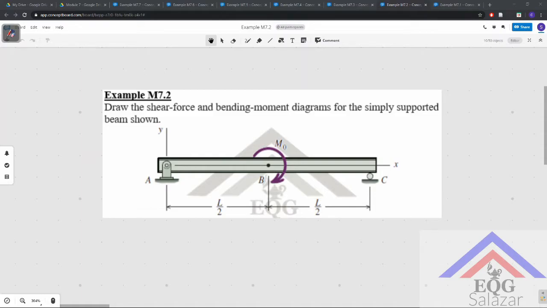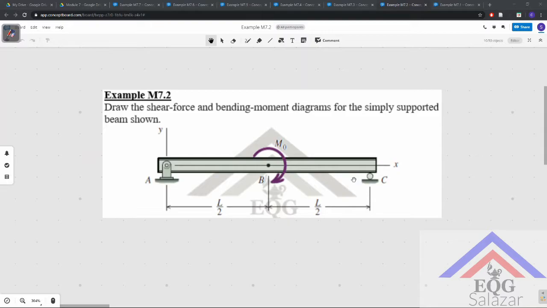Example M7.2. Draw the shear force and bending moment diagrams for the simply supported beam shown. So here, unlike the previous example, we have a concentrated moment instead of a concentrated load. And interestingly enough, this will affect the direction of the reactions at A and C.